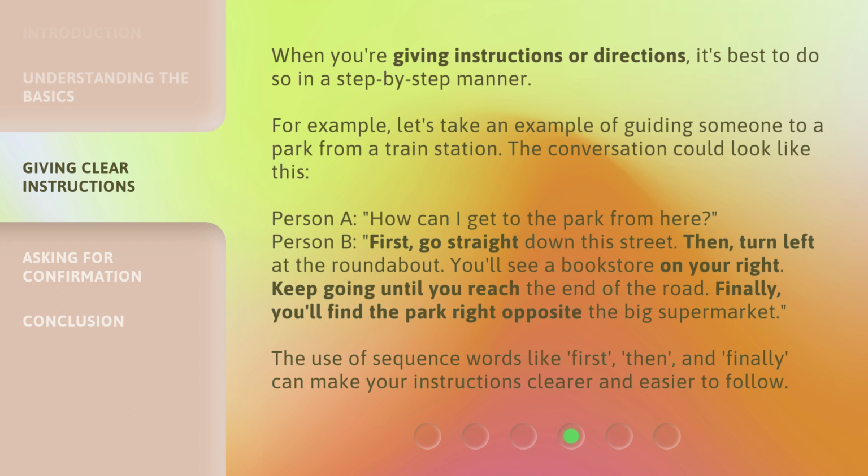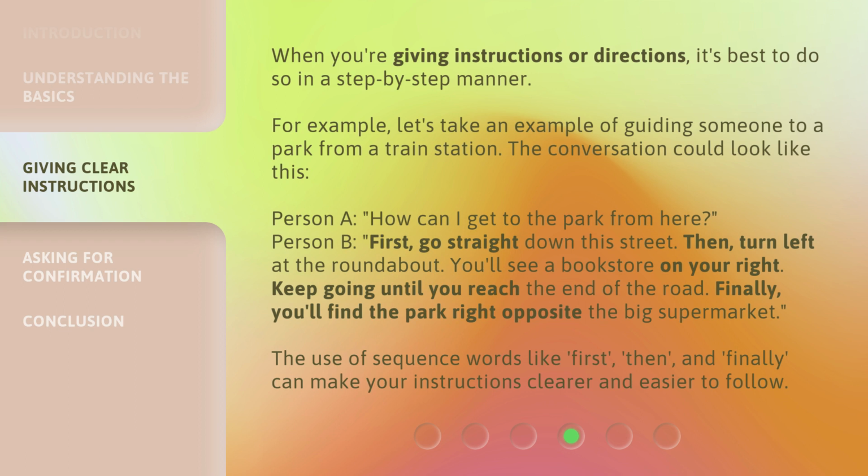Person A: How can I get to the park from here? Person B: First, go straight down this street. Then, turn left at the roundabout. You'll see a bookstore on your right. Keep going until you reach the end of the road. Finally, you'll find the park right opposite the big supermarket.